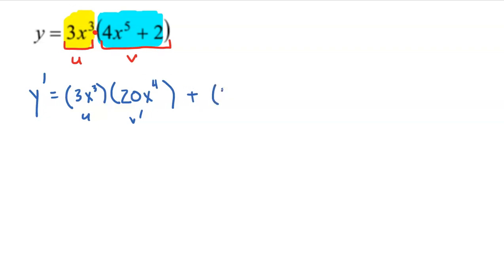I'm going to start with v, left alone, 4x to the fifth plus 2, times the derivative of the first function, or the derivative of u, which is going to be 3 falls down in front. 3 times 3 is 9x to the second power. There you go. I'm actually done. Now, let me emphasize again, the second part was v times the derivative of u.